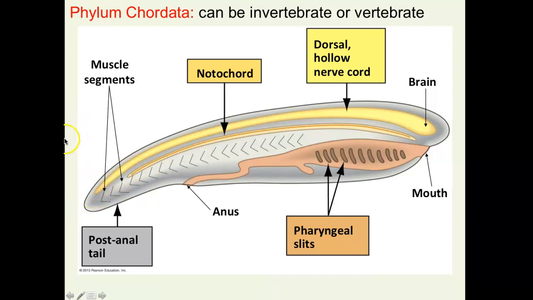But those are the four biological definitions, the four structures that you need to have in order to become an animal in this phylum, to put you in the phylum Chordata.